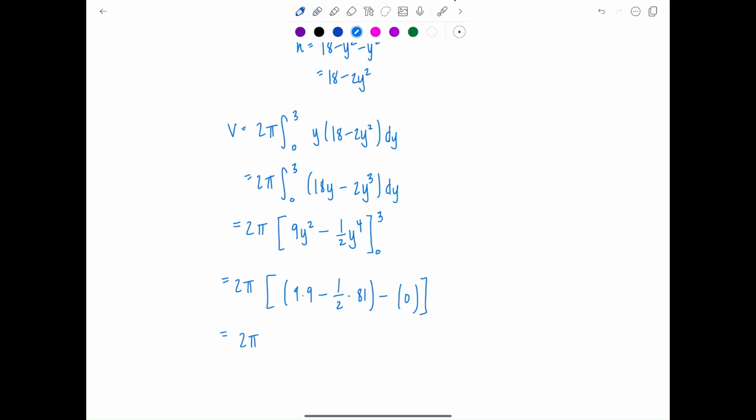So this is 2 pi times 81 minus 81 halves, which is 81 halves in here, times 2 pi, the 2's cancel, so I just have 81 pi for my final answer. Nice.